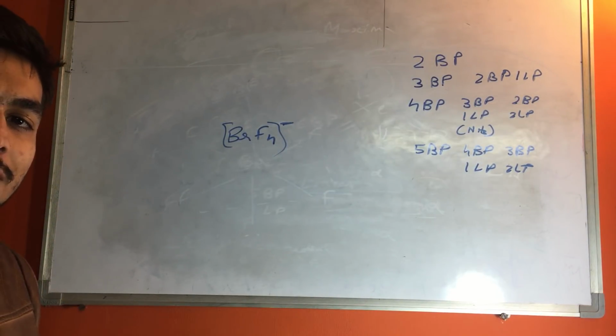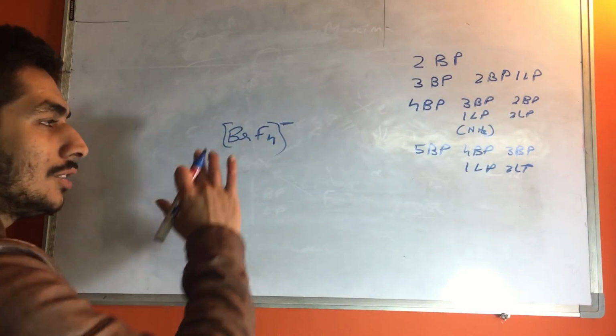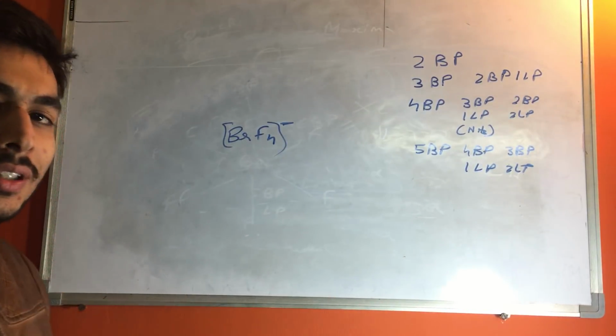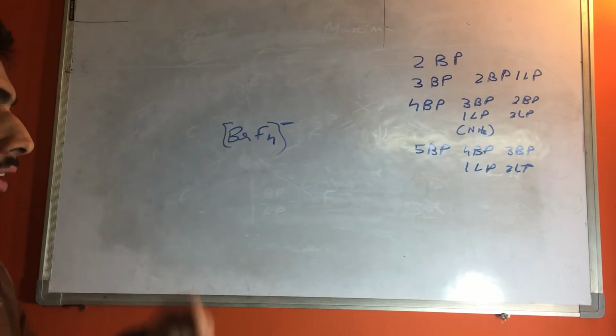Because negative charge means excess of electrons. That means there's 1 electron excess on the central atom. Similarly, if there's a positive charge, that means deficiency, so you can take out 1 electron from the central atom. So it is BrF4 minus.